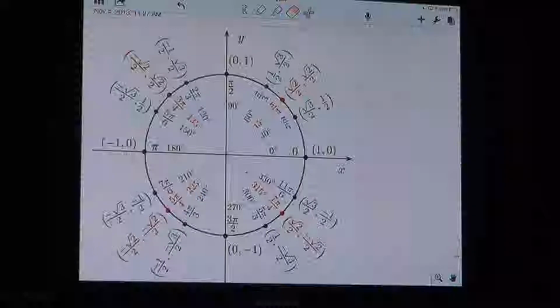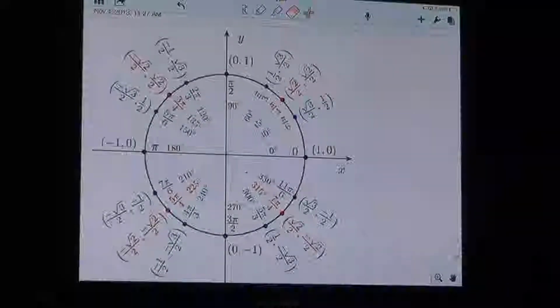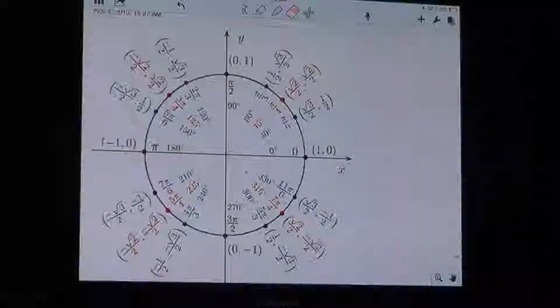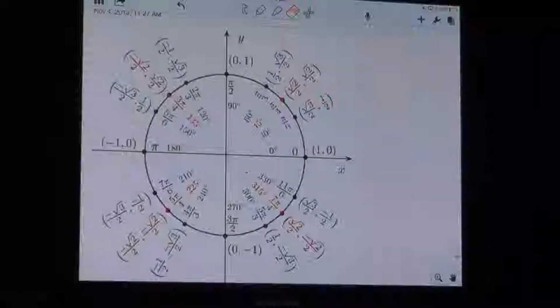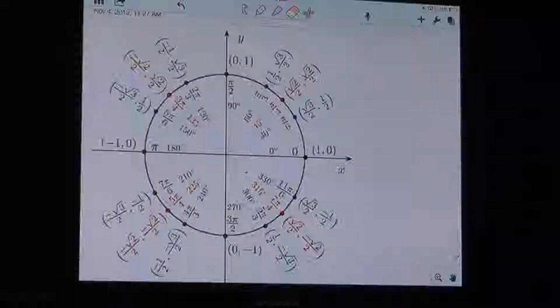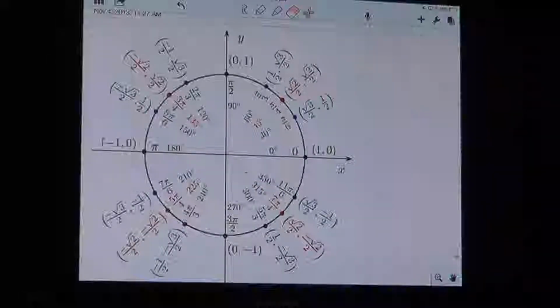16 is no solution. 17 is square root 2 over 2. 18 is no solution. 19 is negative root 3 over 2. 20 is negative 2 root 3 over 3. 21 is 1. 22 is square root 3 over 3. 23 is negative 1/2. 24 is negative 1.